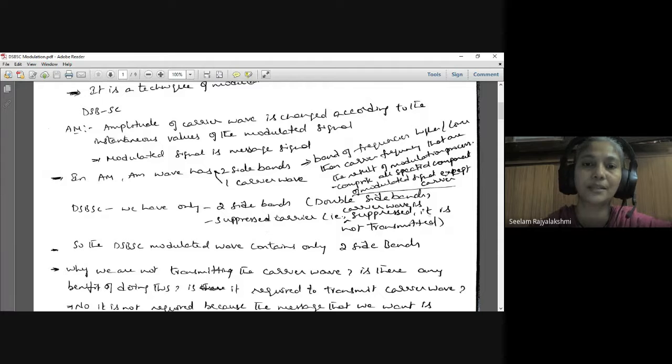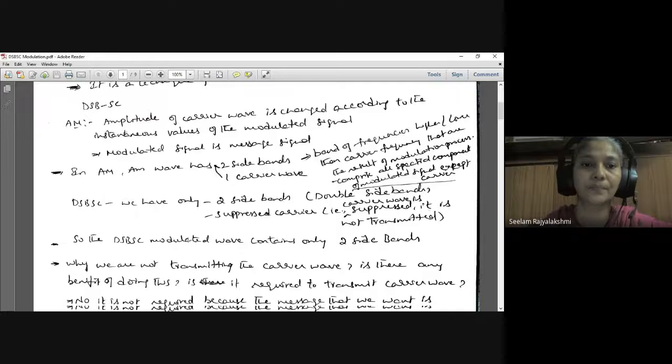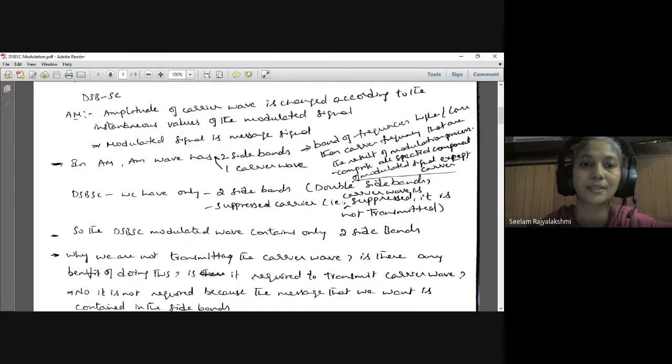ఇది మనకి carrier. ఇంకొకటి ఏంటంటే, this carrier wave does not contain any message signal. మొత్తం total message అంతా కూడా is in these sidebands. So that's why it is not at all necessary to transmit this carrier wave. అందుకోసం ఇక్కడ carrier wave మనం ఆపడానికే we are using this type of modulation, double sideband suppressed carrier modulation. So that is the reason why we are using this type of modulation.